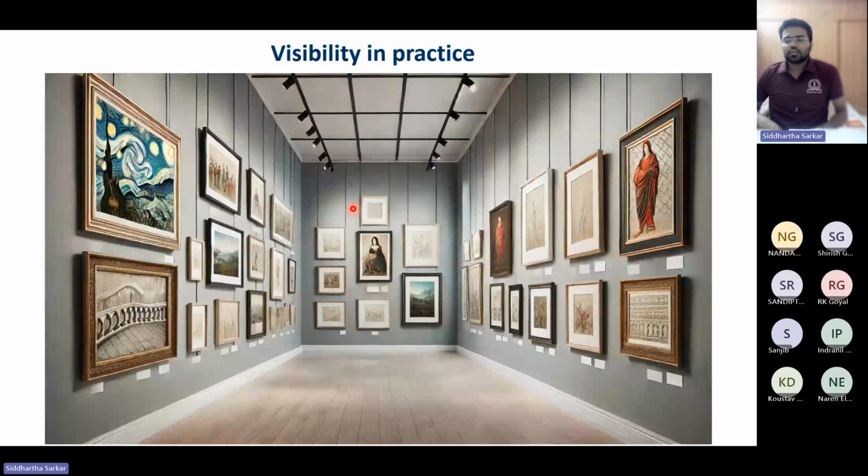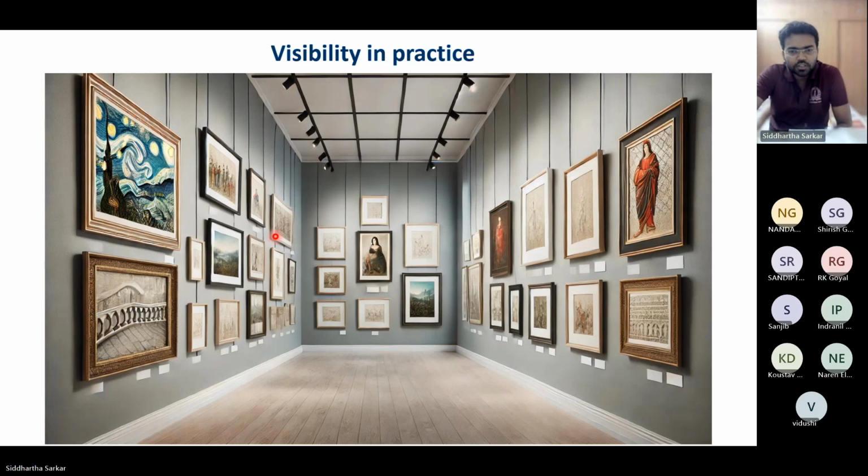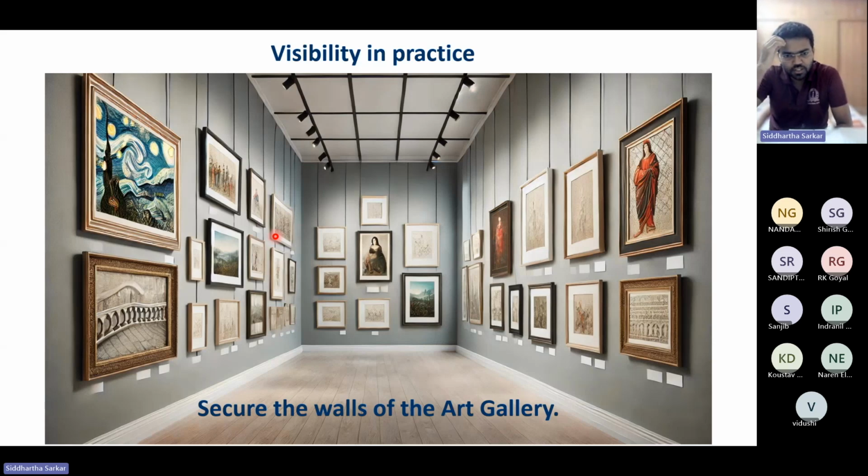So let's look at a concrete problem in practice. Suppose you consider an art gallery. There are artifacts and artworks displayed on the walls of the gallery. In this case, it's a rectangular floor gallery. So the question is, how do you secure the walls of the art gallery? How many cameras do you need to put to secure the walls? It's a practical question to ask.